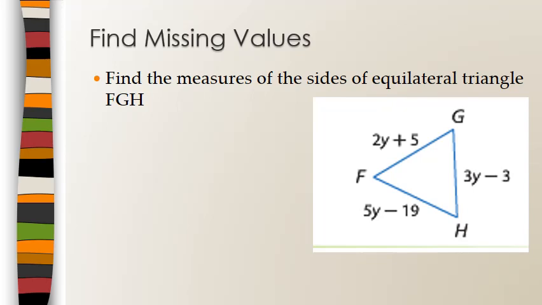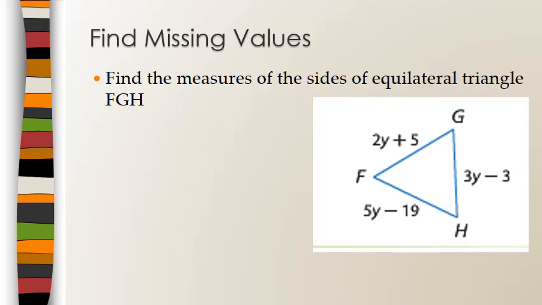Let's see, side FG is 2y plus 5, and side FH is 5y minus 19. And side GH is 3y minus 3. I got a common variable for each of the sides of this equilateral triangle. It means each of the sides are equal to each other. And we got to find the measure of the sides. That means I got to solve for y and then substitute that value for y into each of these three expressions given for each of these three sides.